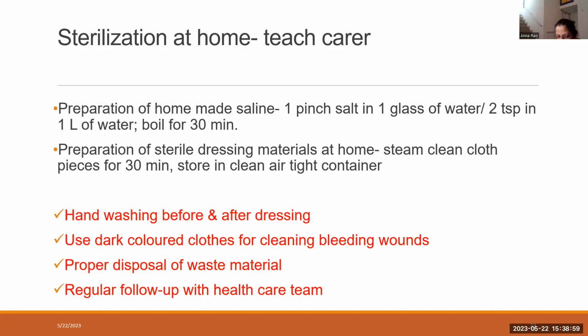And how to dispose of the waste material is also very, very important, right? Because otherwise it will cause a lot of aesthetic issues. So that we have to advise. Mostly, if the hospitals are nearby, then they can be discarded. And generally at home settings, it is burned. And regular follow-up with the healthcare team. And what else the healthcare team has to do is regular documentation whenever they are doing follow-up visits.